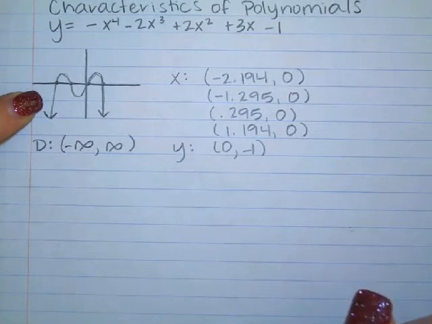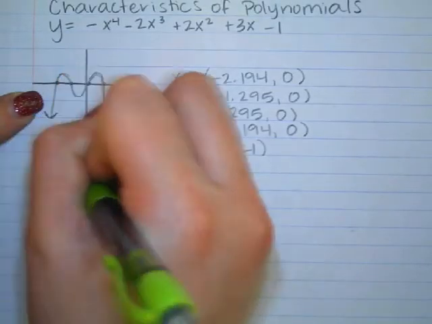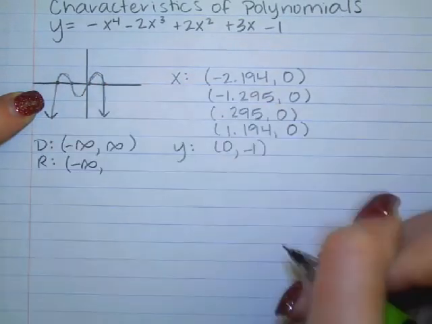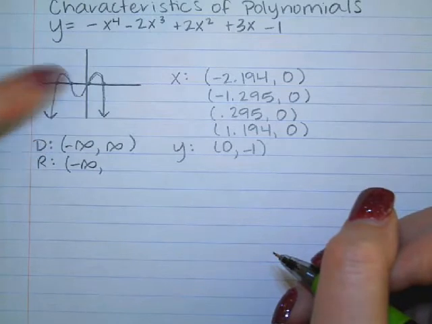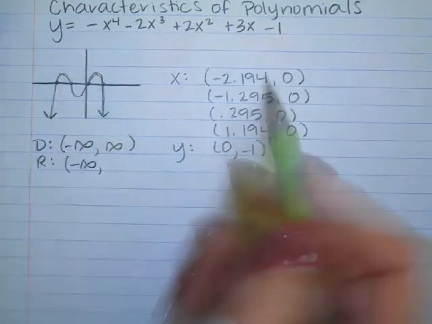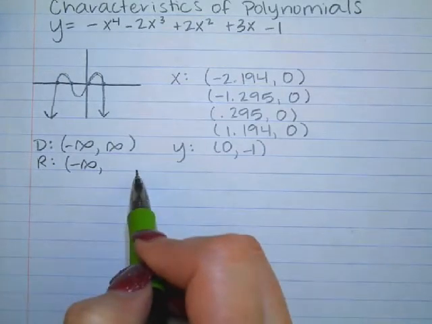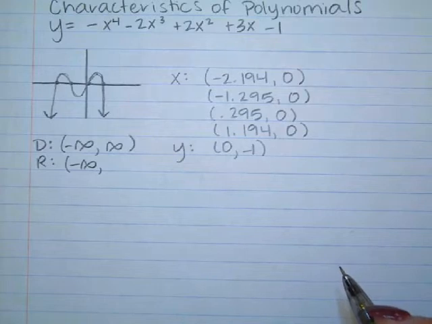What do you guys notice about the range? Negative infinity for sure. It goes down forever. What about up? It stops at something, right? I'm not sure what it stops at, but it's something up here. Okay, so I don't know what that is yet, so I'm going to leave that there to fill in a second. Okay, what else do we find?